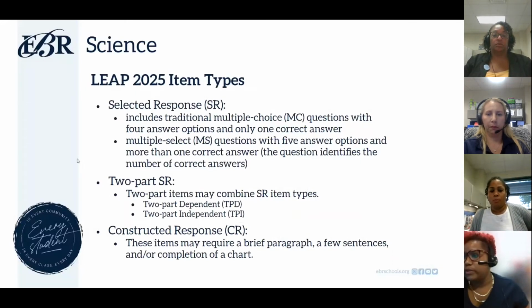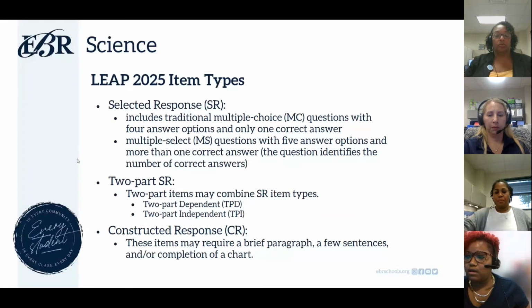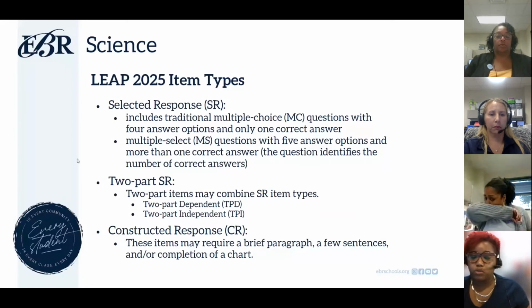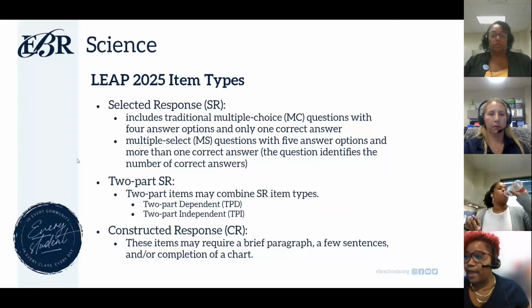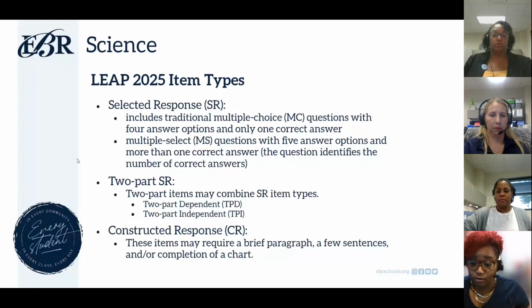On our LEAP 2025, we have different types of test items. We have select response, which includes traditional multiple choice, but also multiple select questions with 5 answer options, where more than one answer will be correct. The question normally will say, of these answers, which 3 or 4 or 5 are the correct answers.